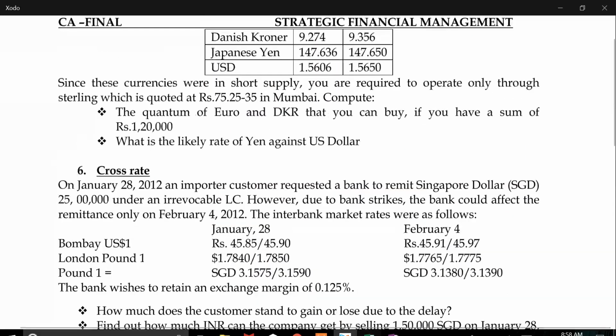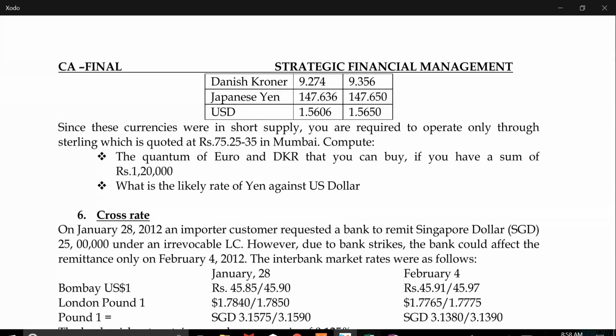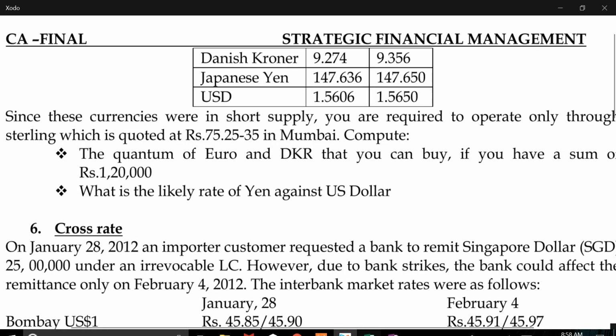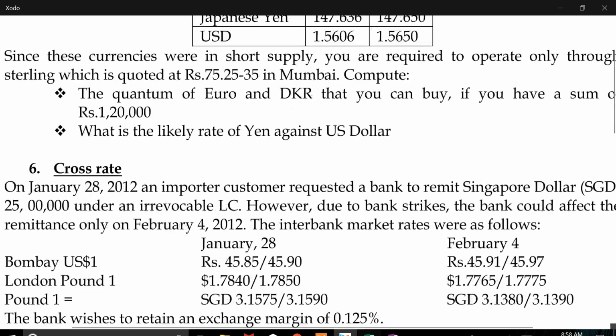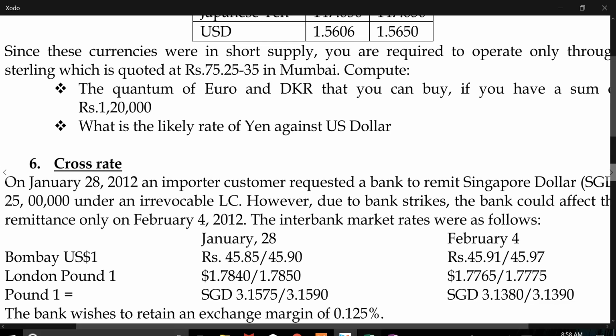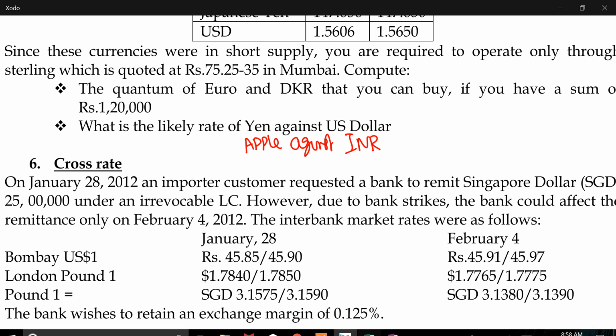Now, let's go to the second part. What is the likely rate of yen against US dollar? Likely rate of yen against US dollar. Now, let's first understand what they are asking. Likely rate of, I am converting now, Apple against INR. Somebody comes to you and asks what is the likely rate of Apple against INR.